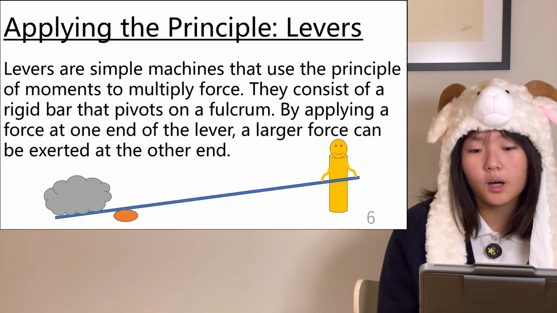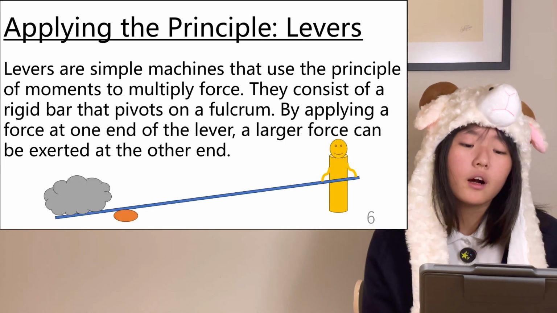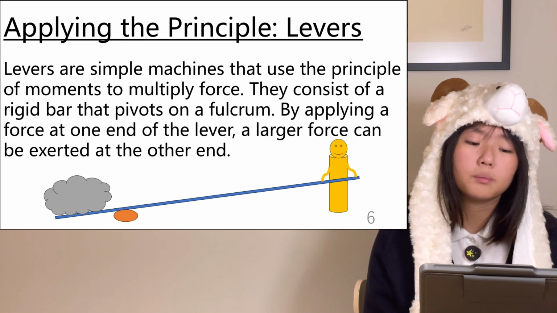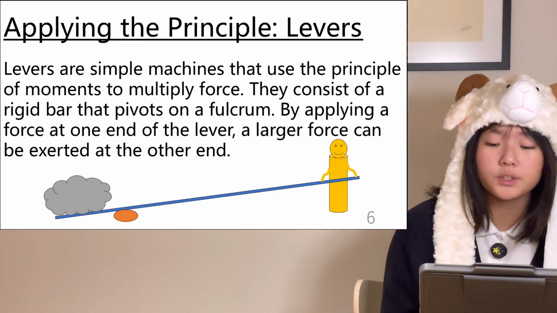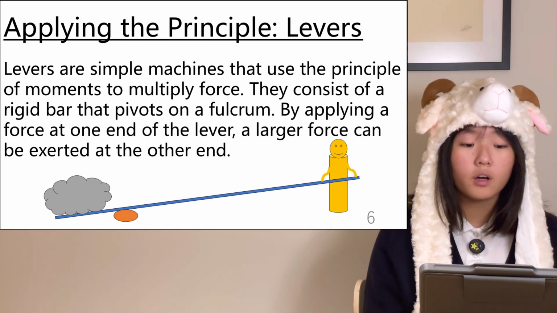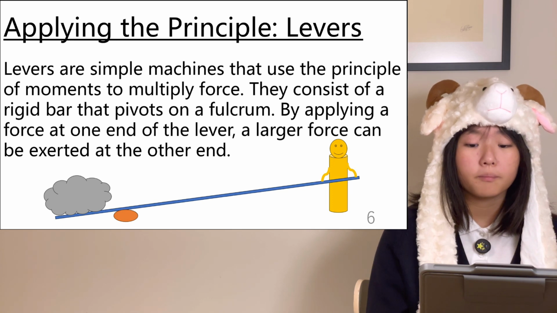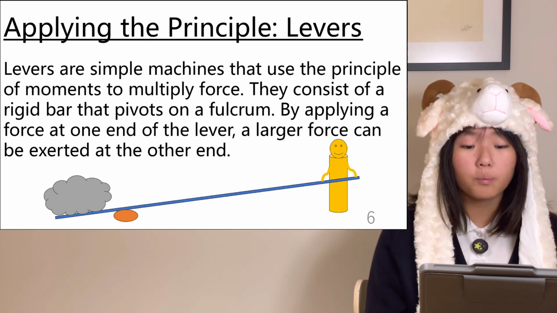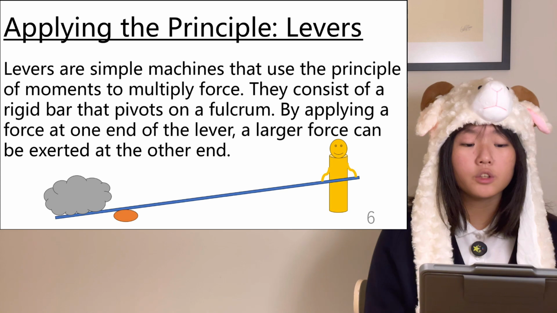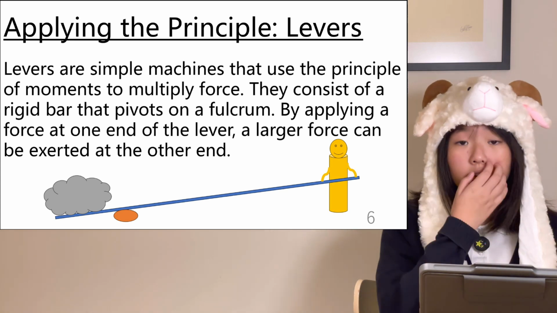Applying the principle on levers. Levers are simple machines that use the principle of moments to multiply force. They consist of a rigid bar that pivots on a fulcrum. By applying a force on one end of a lever, a larger force can be exerted at the other end.